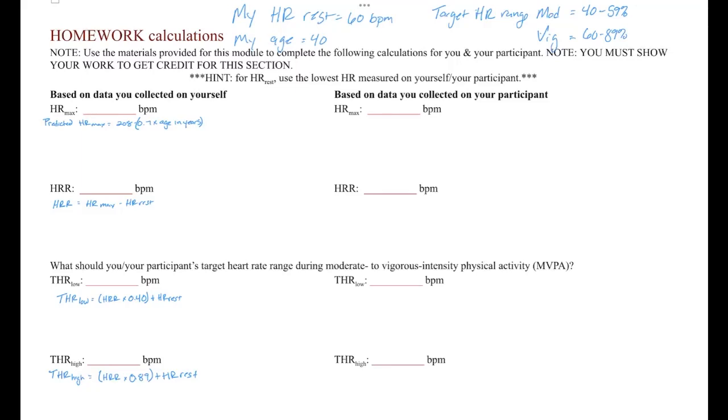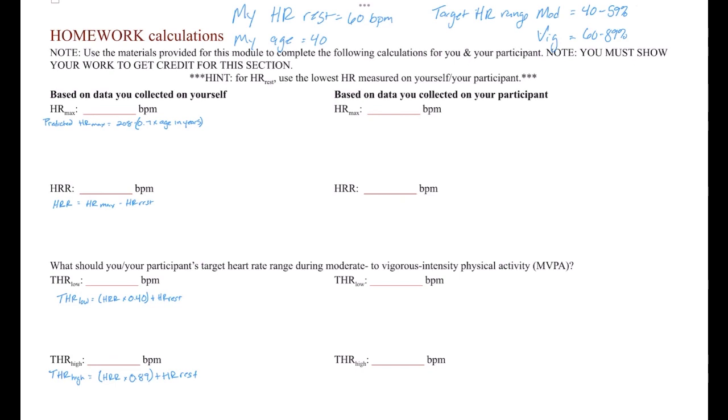In this video, I will be using the Karvonen or HR reserve method to calculate my target heart rate range for moderate to vigorous intensity exercise. A couple of things that you need to know up front are that for the purposes of this example, my heart rate at rest is going to be 60 beats per minute, and my age is 40.